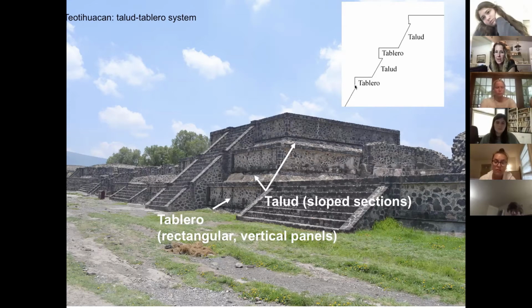Here in the drawing, it looks like the tablero is very small. In this pyramid, and there are others where it's different, in this pyramid, the tablero is actually this longer, extended flat region. And the talud is this sloped bit. So it's really just the way that this cake is layered. You have flat vertical sides, and then you have slopes, and then flat, and then slopes. That's the tablero talud pairing. Any questions on that? You'll see it across the world in a lot of different architecture, but it certainly shows up again and again throughout the Americas.